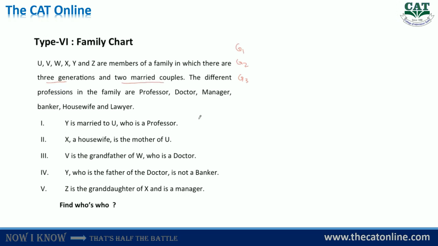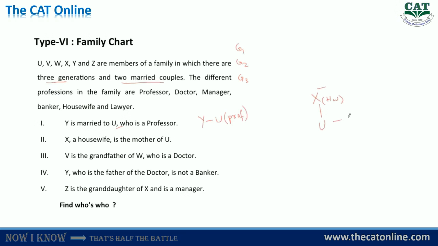Y is married to U. So Y is married to U. Their genders are not given. Who is the professor? Because it's after a comma, it will be U who is a professor. Then next, X, a housewife, is mother of U. So because U is already given, X is a housewife and is a mother of U.